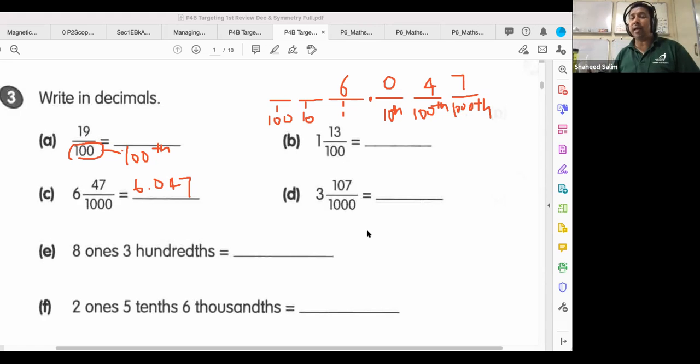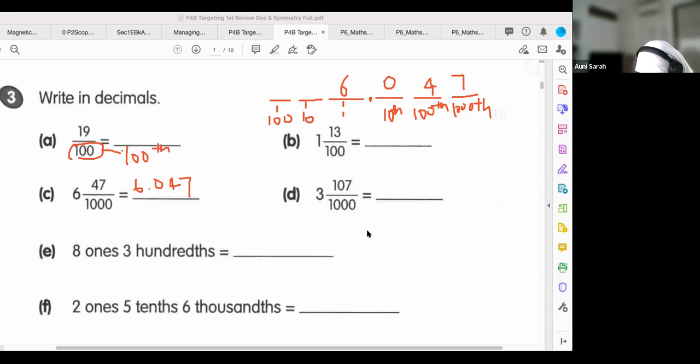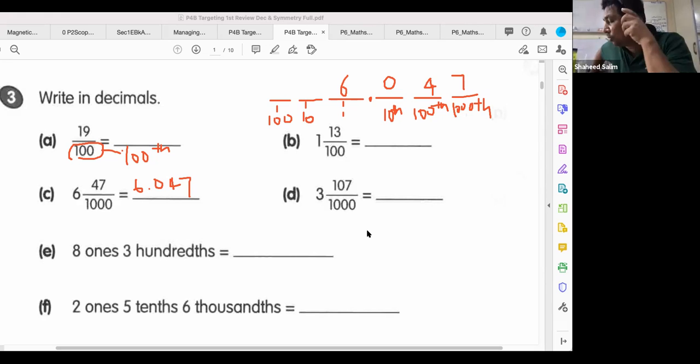What about Amara? Amara, are you there? Can you do it, Amara? You know how to do? Can try. Okay, Cikgu Umaira is going to teach you. Cikgu Umaira, B and C, B and D. Can do on the screen, please.